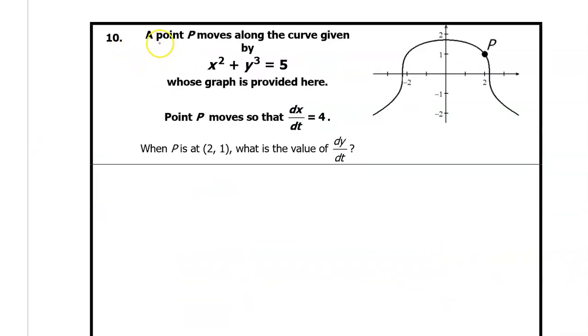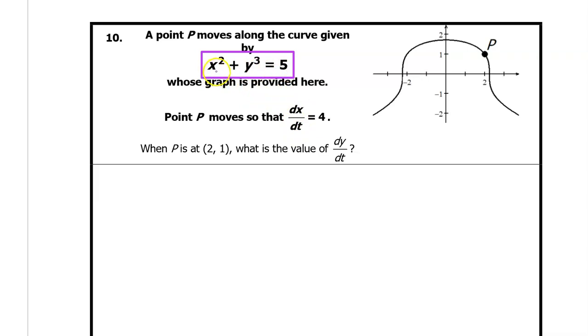Number 10. A point P moves along the curve given by x squared plus y cubed equals 5, whose graph is provided here. Point P moves so that dx dt equals 4. When P is at (2, 1), what is the value of dy dt? We need to make this dy dt appear. So we can take the primary equation and differentiate term by term with respect to t.